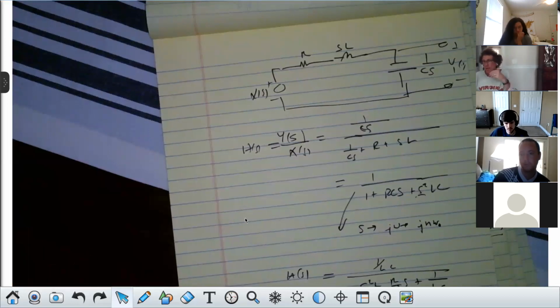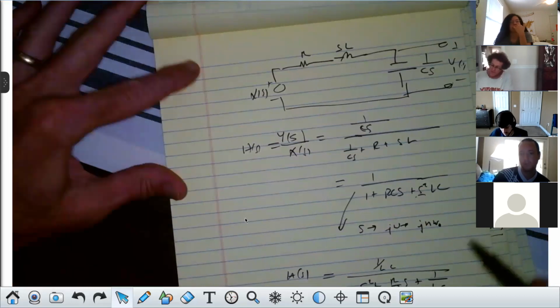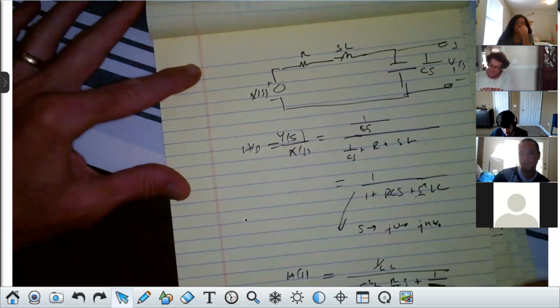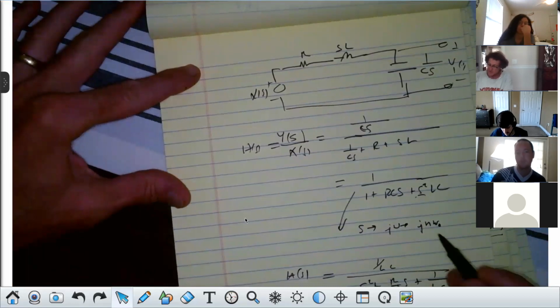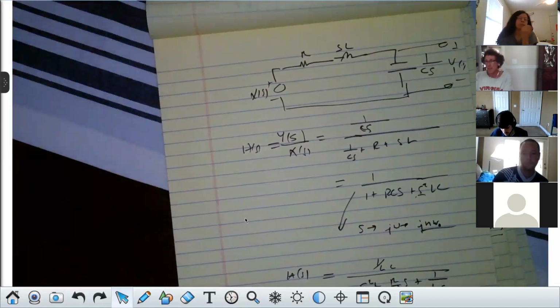When we're doing a periodic function into a filter, then you have to take this form, any form really, and you let s become j n omega naught. And then you evaluate both magnitude and phase at every value of n.